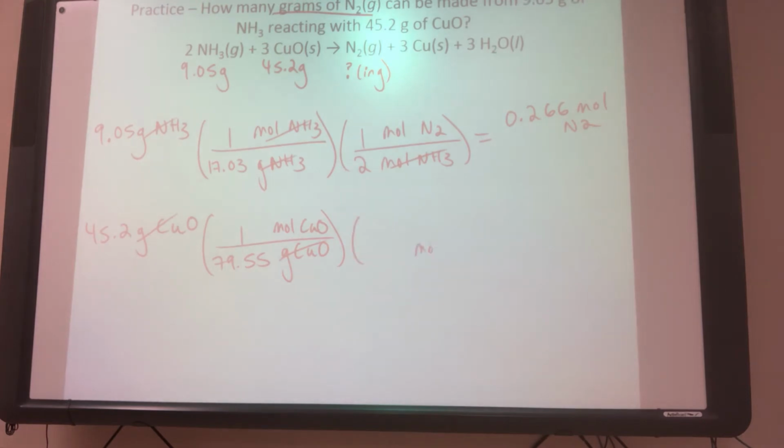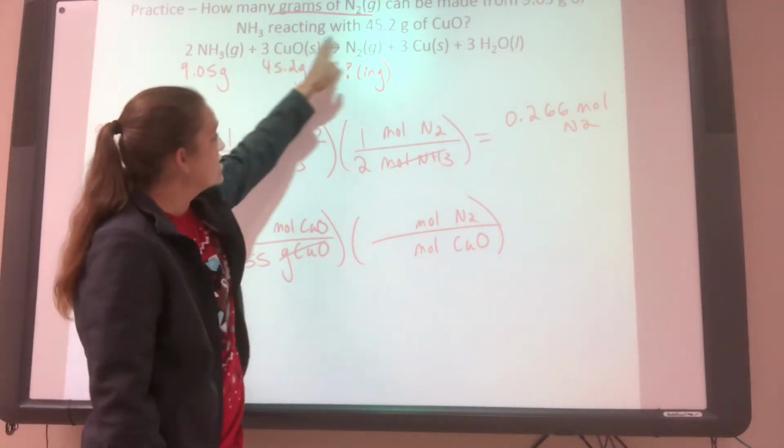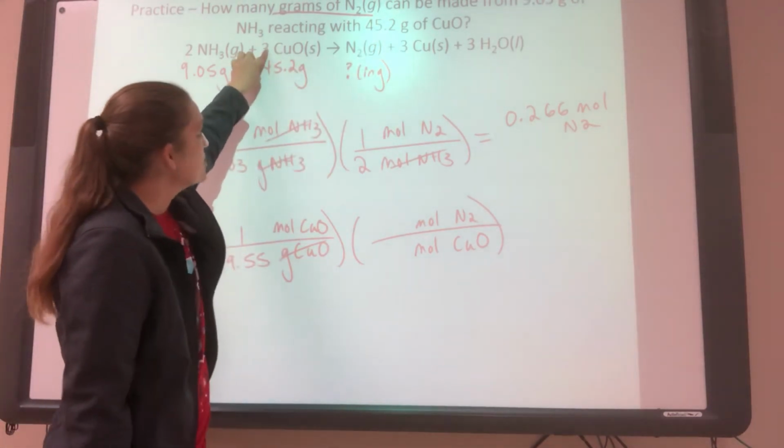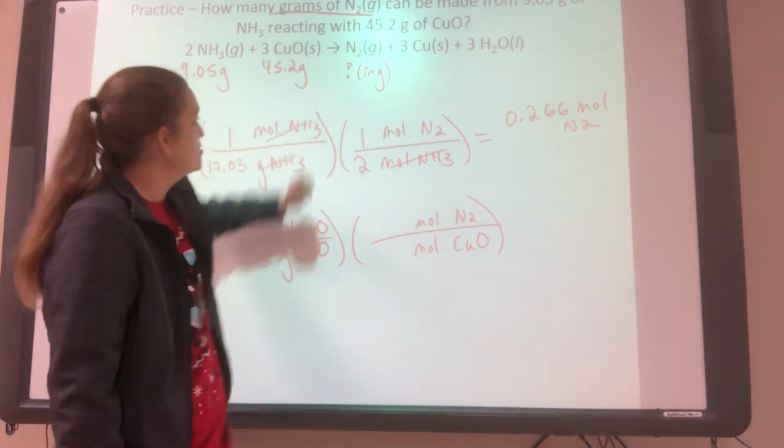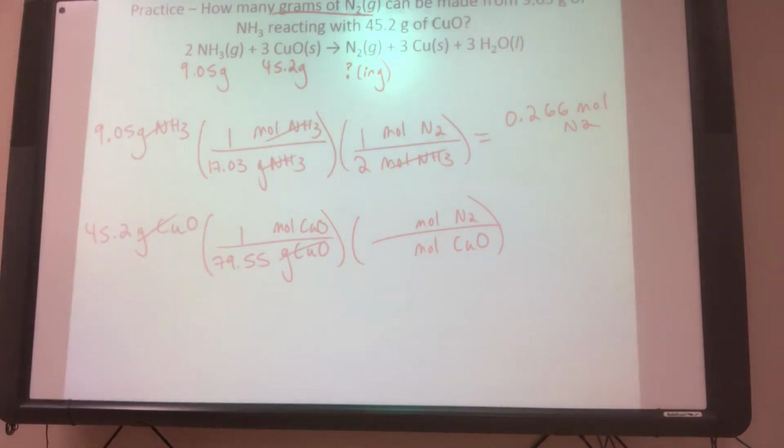I don't want moles of CuO, I want to get to N2, so now I can switch, because I can only switch when we're in moles. What's that relationship? From CuO to N2. Here it's a 3-to-1 ratio. So for 3 CuOs, I have 1 N2. So it's a 3-to-1. 3 CuOs, 1 N2. So now I have moles of N2. Put that in the calculator and I get 0.189 moles of N2.